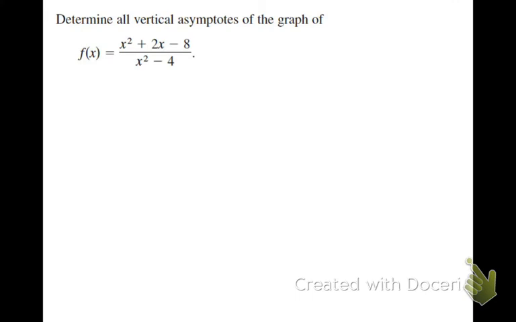Okay, determine all vertical asymptotes of this graph. Do I need my numerator? No. Nope, just the denominator. You can do one of two things. You can factor, or you can set it equal to 0 and take the square root. But if you take the square root, don't forget what? Plus or minus. So, x minus 2, x plus 2. So vertical asymptotes occur at x equals plus or minus 2.